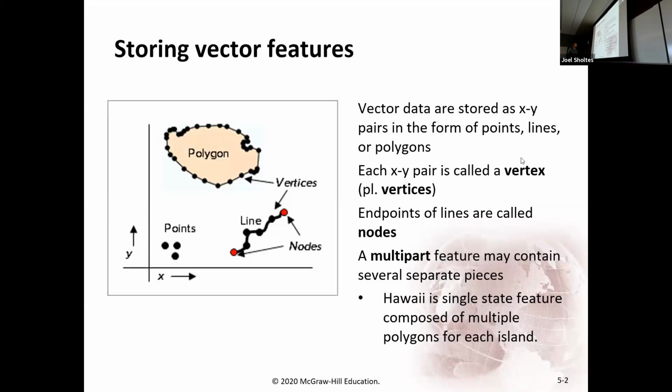There's also something called multi-part, which is where you've got one component that has multiple pieces to it. That's a little funky. So you can think of Hawaii. Hawaii is one state, and so it has one entry in the attribute table, but it has lots of polygons representing each island in it. So that could be a multi-part. It's a little complicated. I don't think we're going to get into multi-parts, but I just want you to know what that is.